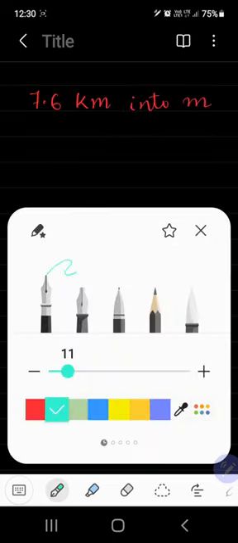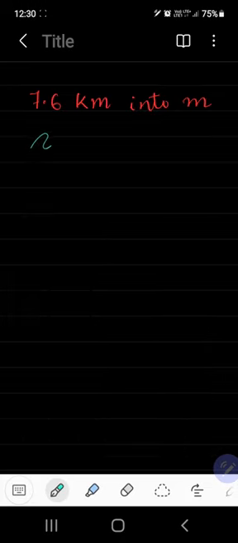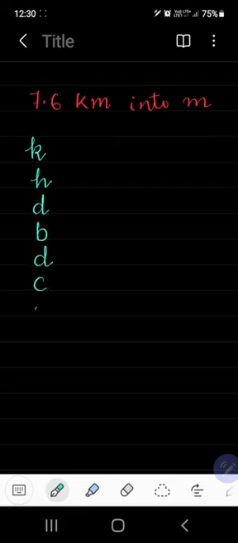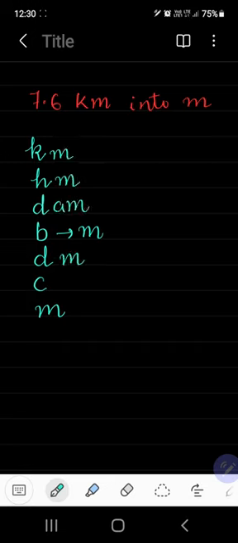So again the same drill. First we will write the sequence, that is King Henry died by drinking chocolate milk. Since the basic unit is a meter, so it will be kilometer, hectometer, decameter, decimeter, centimeter and millimeter. Now we will see हमें convert करना किसको है. So we have to convert kilometer. और किस में convert करना है? मीटर में. So this is my kilometer and I have to convert it into meter. So I will count my steps.